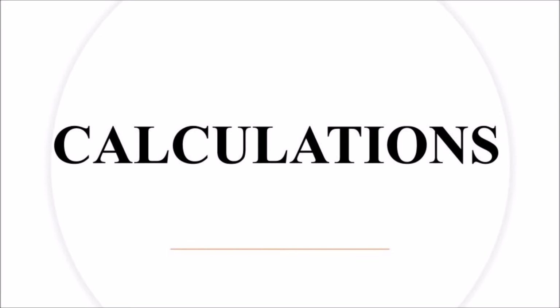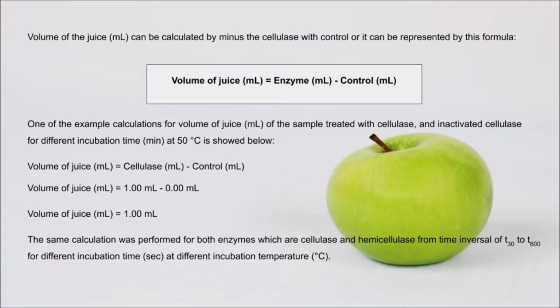Here is the calculation part, where to obtain the volume of the juice we need to use the formula enzyme minus the control. For the enzyme cellulase, the formula will be cellulase minus the control. This is one example calculation for the volume of the juice of the sample treated with cellulase and heat inactivated cellulase for different incubation times at 50 degrees Celsius. The same calculation was performed for both enzymes, cellulase and hemicellulase, from the time interval of 30 to 600 seconds for different incubation times at different incubation temperatures.